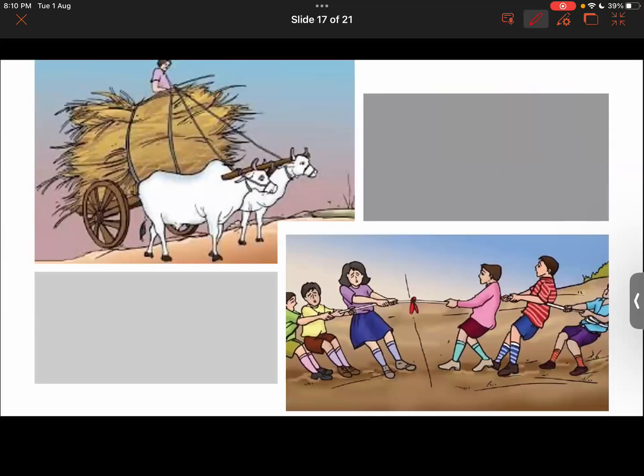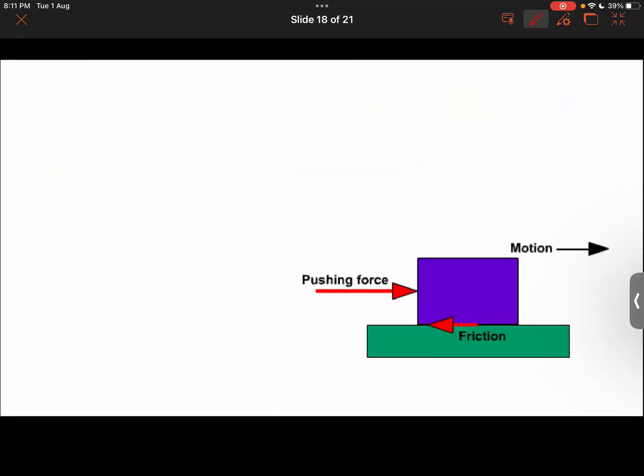Now, the figures you can see here in a tug of war, muscular force is applied by the two groups, or whether this cart is being pulled by the buffaloes or ox, that is also the muscular force, right? Okay, then next comes another type of contact force, that is frictional force.